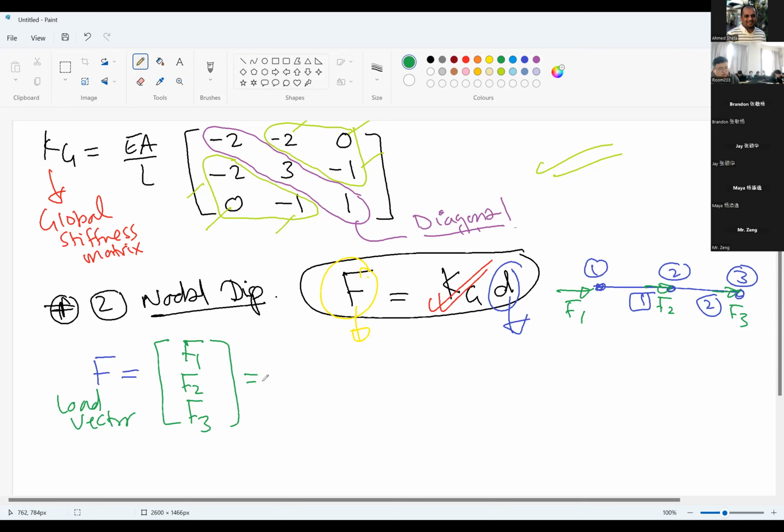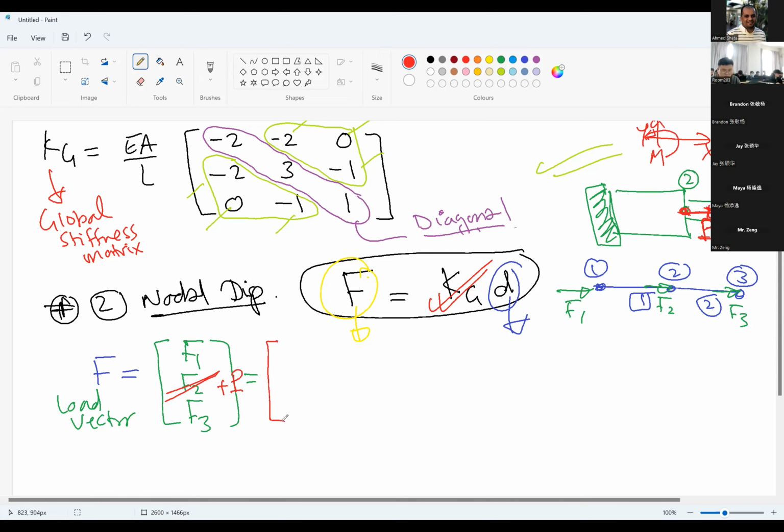What do we know from this? Do we have any applied load? If you return back to the problem, what will you find? We'll find that this is our problem, and this is node 2. What we have at node 2 is a force B. So we need to replace F2 by positive B. Why positive? Because this is our sign convention: X, Y, and moment.